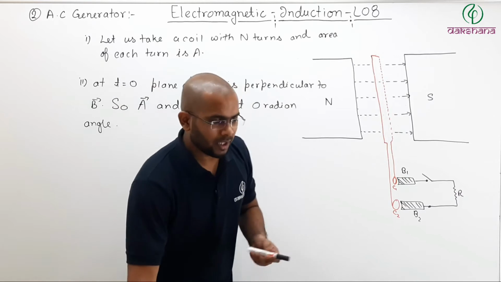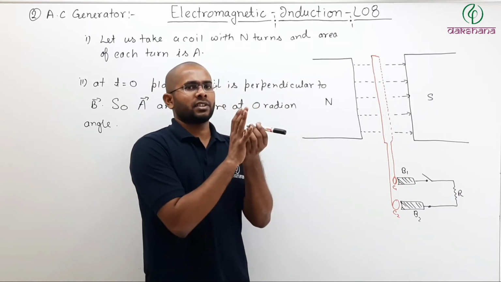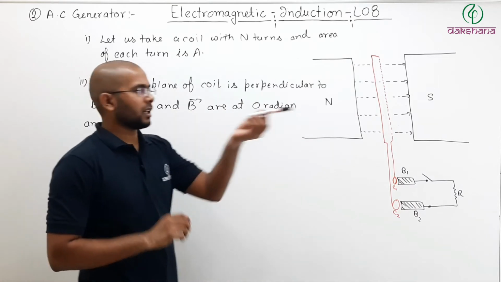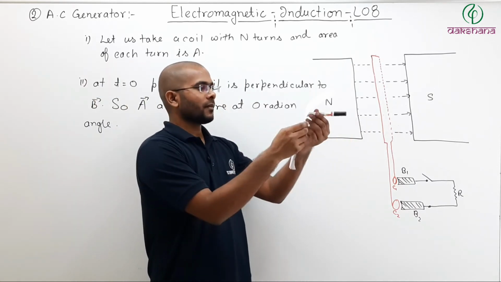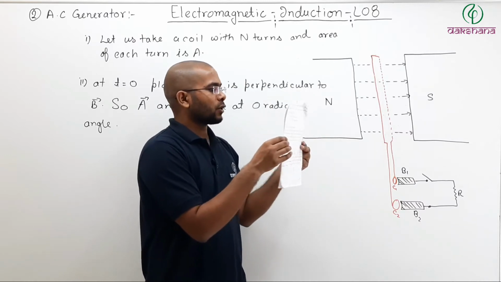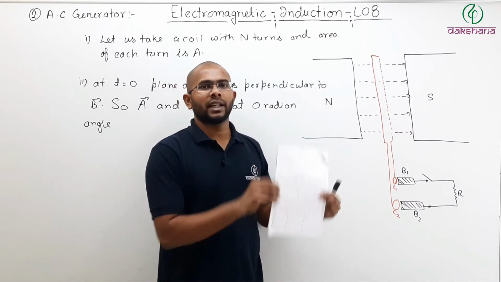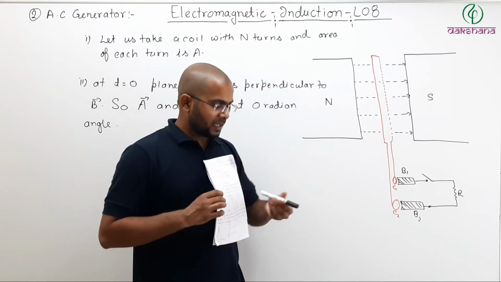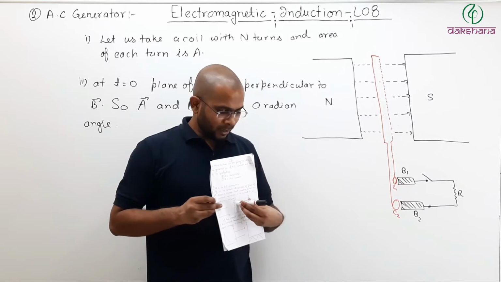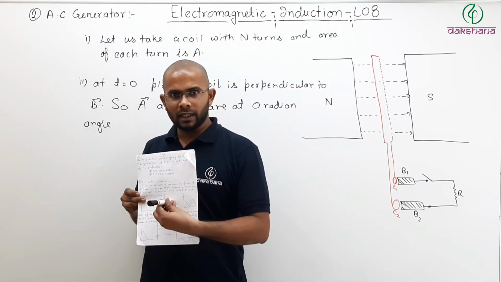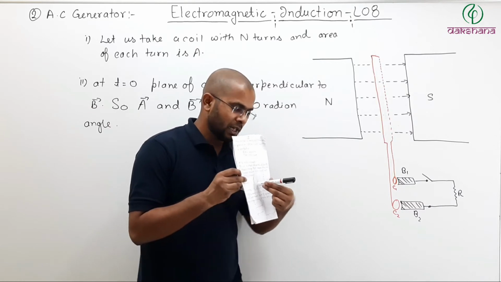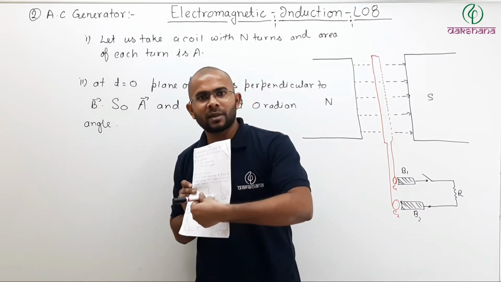Now let us suppose that the two vectors are parallel to each other. Here the area vector and field vector are parallel to each other like this. Now if I rotate my coil by an angle theta, the area vector will always be perpendicular to the plane. So if I rotate the plane of the coil, then the area vector, which is always perpendicular to the plane, will also be rotated by the same angle.